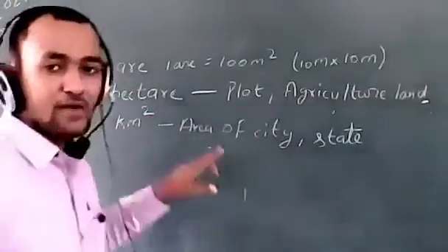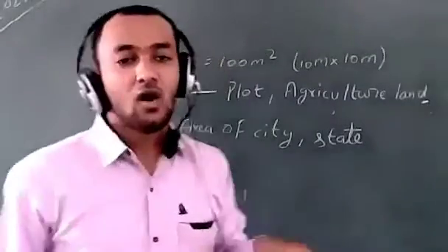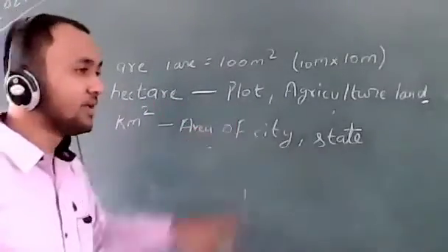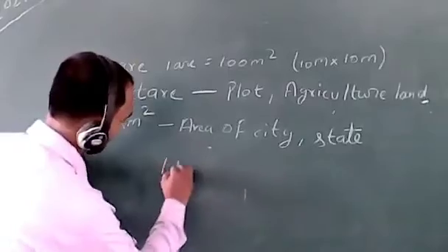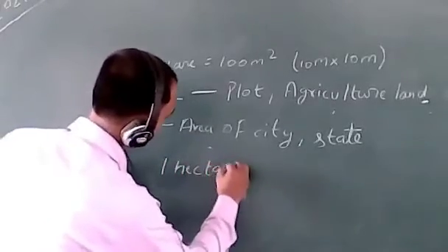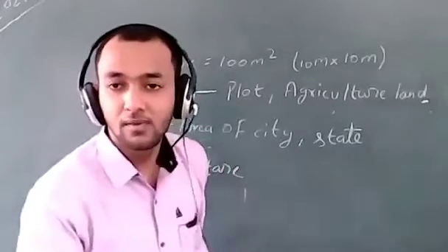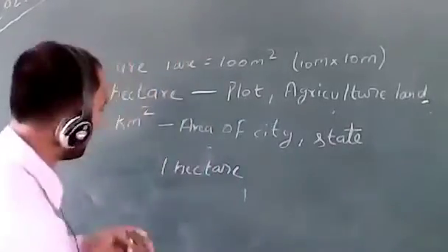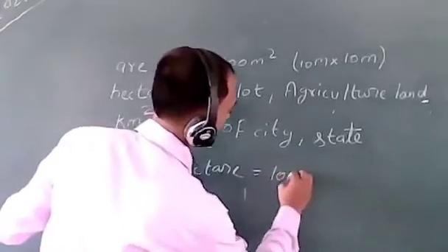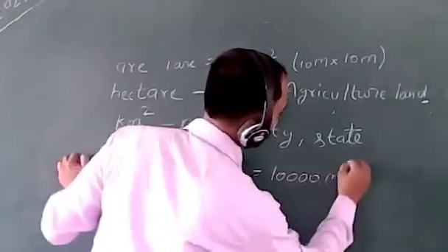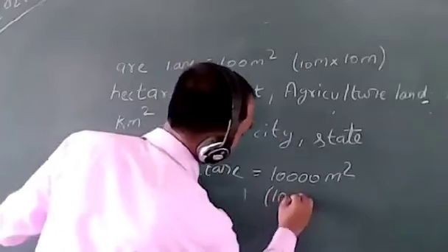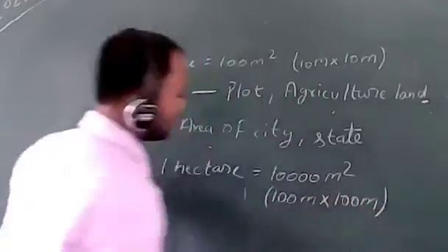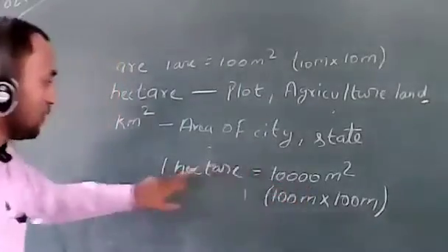And the hectare. If you have to measure the area of agriculture land or a plot, we use hectare as a measurement of its area. So what is 1 hectare? 1 hectare is equal to 10,000 meters square. Meaning a square having side of 100 meter. Its area will be 10,000 meters square, and that will be equal to 1 hectare.